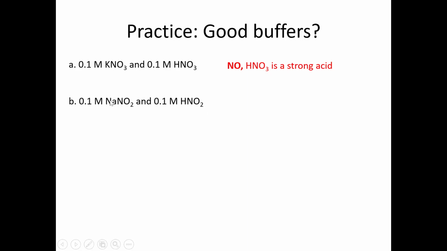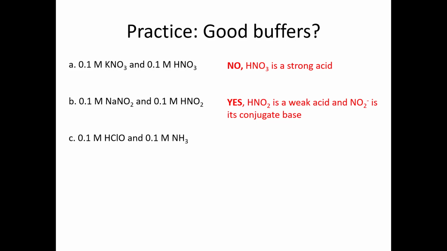That Na, what is it? Spectator ion. Not going to have any effect on pH, but the NO2 minus ion is the conjugate base of HNO2. And is HNO2 one of our strong acids? Nope, it's a weak acid. So this is a great conjugate pair, and could make a good buffer. We've got our high concentrations, and we've got a weak acid and its conjugate base. That's awesome. All right, our next scenario, we've got 0.1 molar HClO and 0.1 molar NH3.